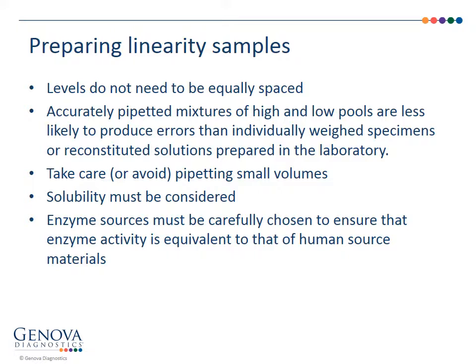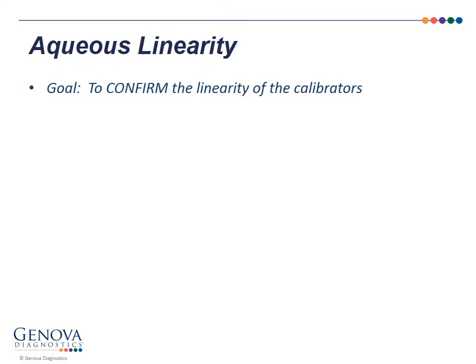If you're working on any assays that have enzyme sources, you need to make sure that you're choosing enzyme activity that's equivalent to human source materials. We don't have a whole lot of these in the house, and they're not actually that tricky. You just have to pay attention to them. So if you get into an assay where this is the case, let's talk about it. So the goal of aqueous linearity is to confirm those calibrators. So you created your measuring stick, and now you're using a separate measuring stick just to make sure you're getting the same answer, right?